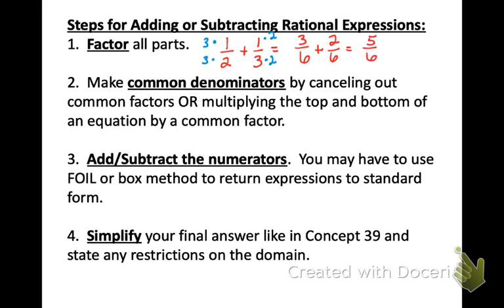Adding and subtracting the numerators is actually step 3. You might have to use FOIL or box method in order to do this, but just combining the tops pretty much. And we keep the bottom the same. So in my example up there, see how I kept the 6 the same. And then part 4, we're going to simplify our answer. We might be able to factor something out, just like in concept 39, and cancel something out of the top and bottom. We won't know until we get to that point.